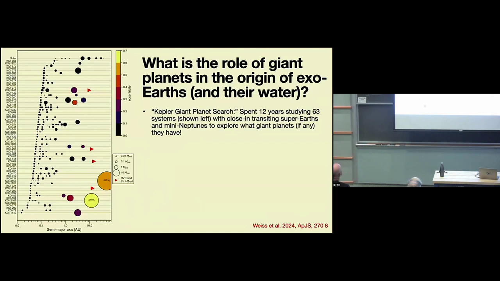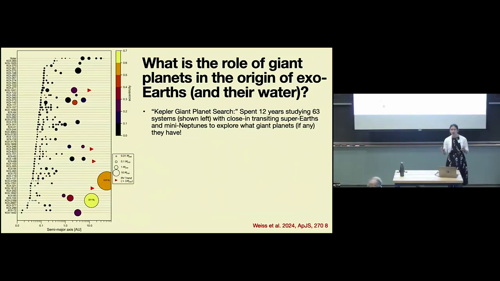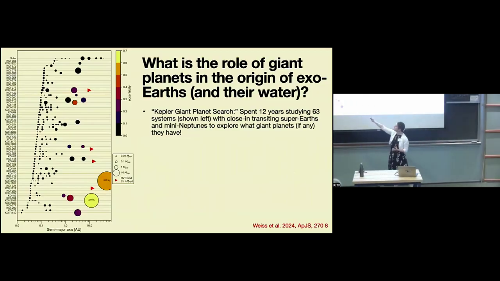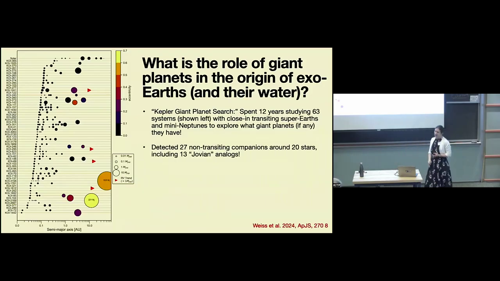Anyway, so we did this survey of all these 63 systems that are shown. They all have close-in transiting super-Earths and mini-Neptunes. And we did not know a priori which of these systems were going to have giant planets beyond 1 AU. We detected 27 non-transiting planets and stellar companions, around 20 stars, including 13 Jovian analogs.